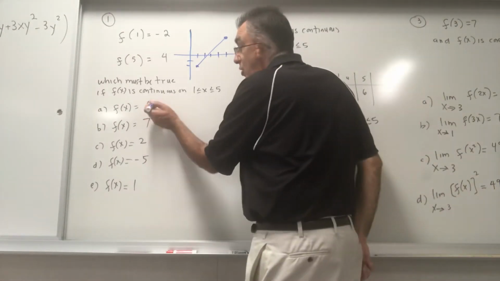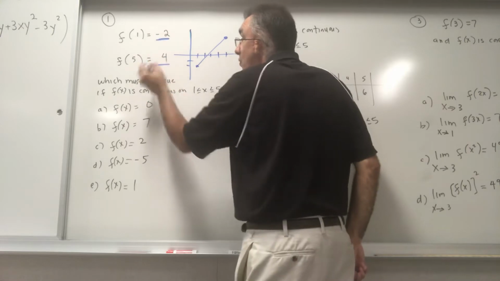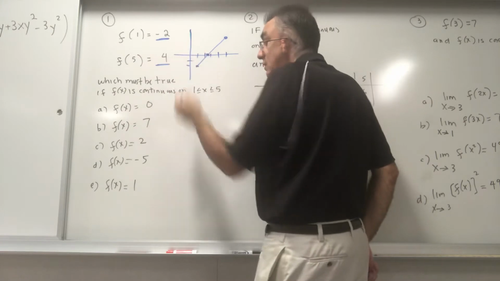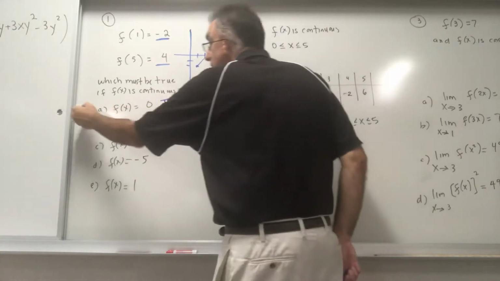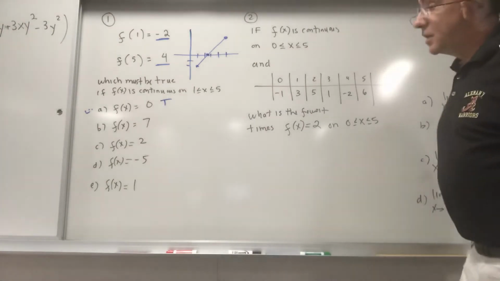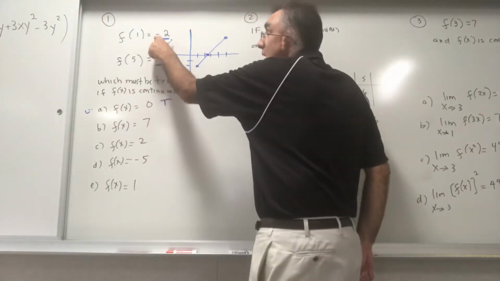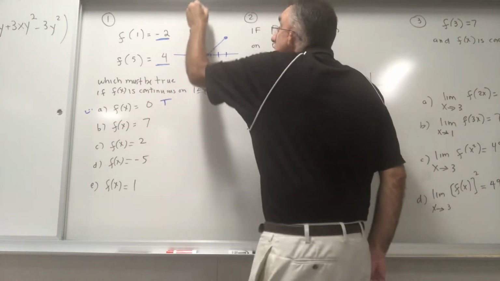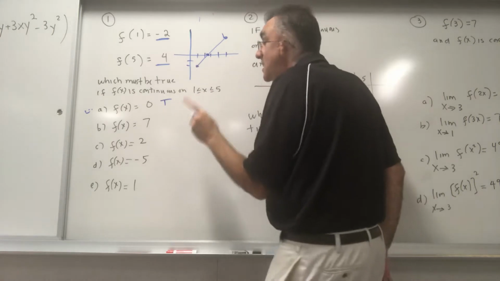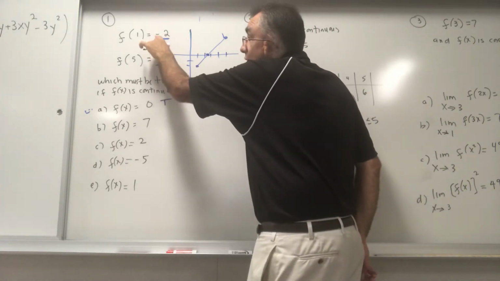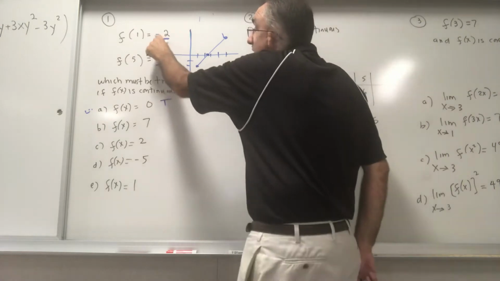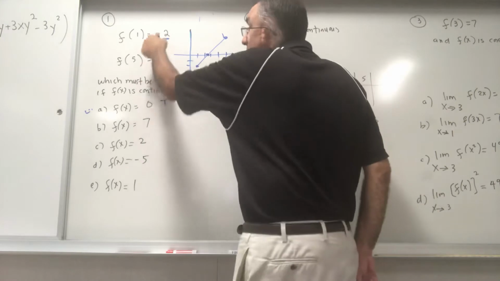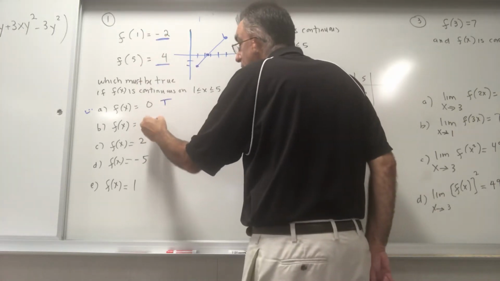Well, here's all you do. You literally look at the -2 and 4. Can you go from -2 to 4 without passing through 0? No, you can't. So this one has to be true. Now, can you go from -2 to 4 without going through 7? No, 7's way up here. That's not to say that you couldn't get 7, but we're not guaranteed 7. Remember, the intermediate value theorem says I'm only guaranteed the numbers between -2 and 4. 7 is not between -2 and 4, so that one would be false.